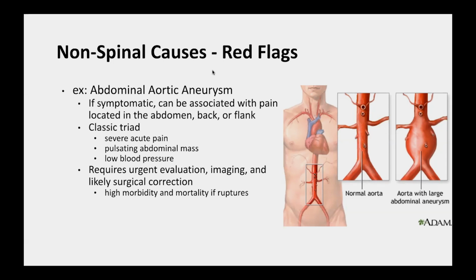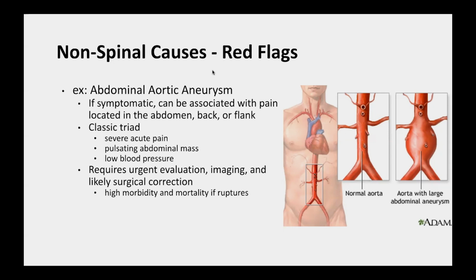An abdominal aortic aneurysm is a weakened area in the wall of the aorta, which is the main artery that supplies blood to the lower body. And that weakening causes the aorta to enlarge and balloon. A patient who is symptomatic with an abdominal aortic aneurysm may have pain in their abdomen, in their back, or in their flank, their side.